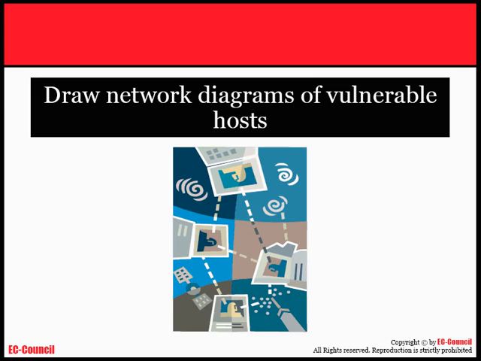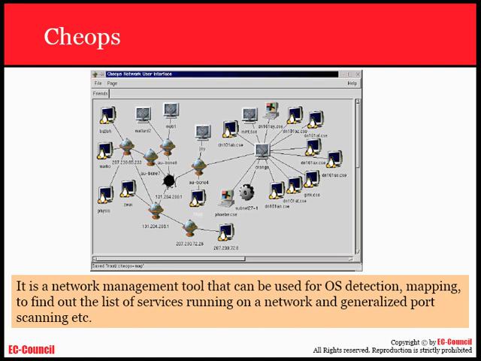So we have scanned the network. We've determined what live hosts are there. We've also done some OS fingerprinting, and now we've done some vulnerability checks on those OSs. The next thing we need to do is map out our target network. One of the many tools that you can use for this is CheOps. CheOps can be used for OS detection, and in fact, it's used quite often for that, and it will automatically generate a map or a diagram of the network to find out exactly what's running on it.